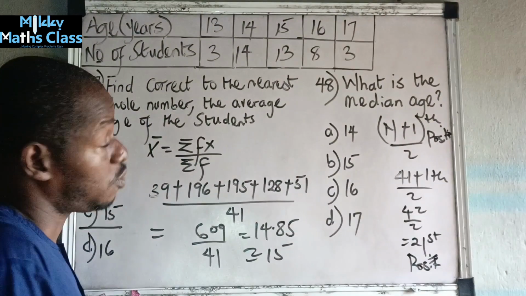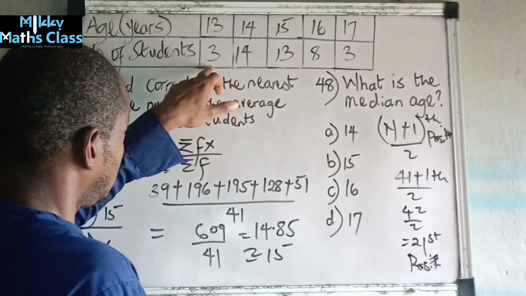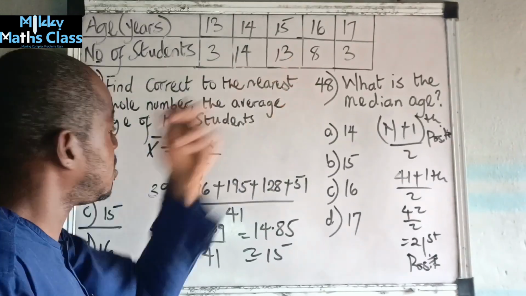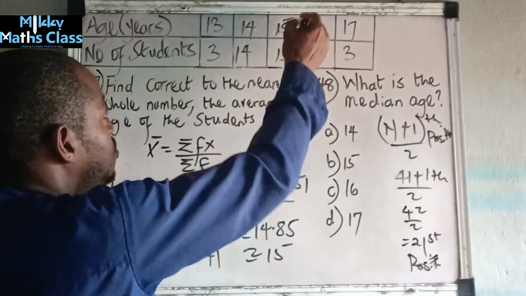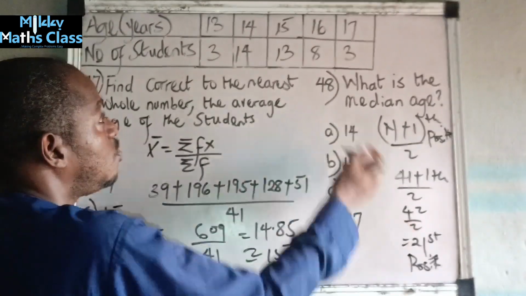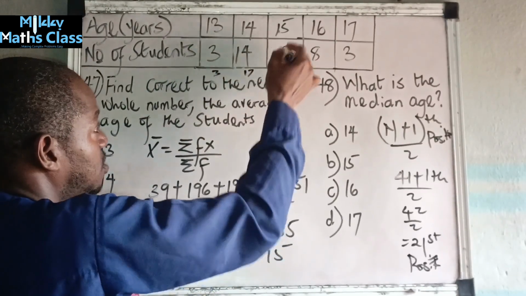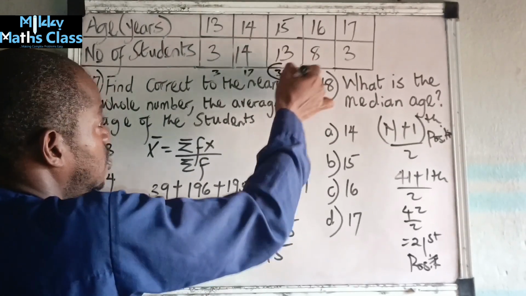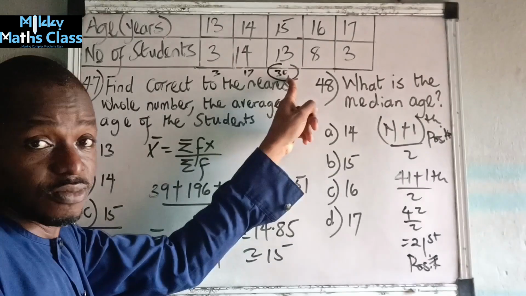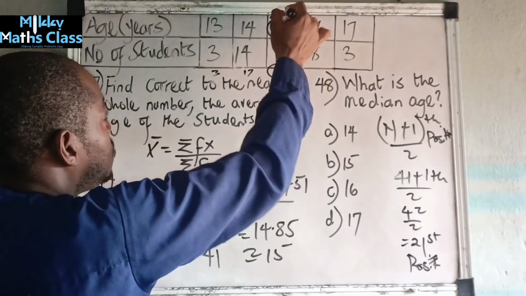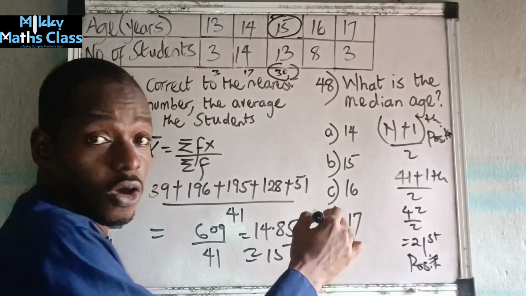And how do we get the cumulative frequency? We add this to this, that's 17. 17 plus this, that will give us 30. So 30 will be within this. So 21 will be within the 30. Cumulative frequency 3, 17, 30. So the 21st position lies within this place. So this is 15. So the median age is 15, which is option B.